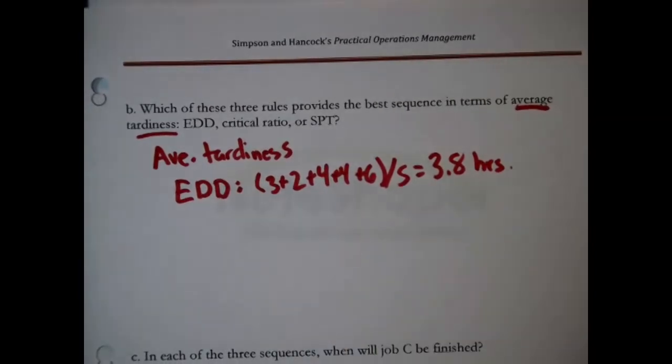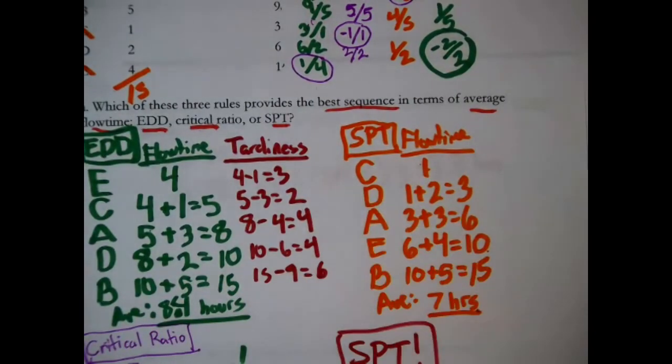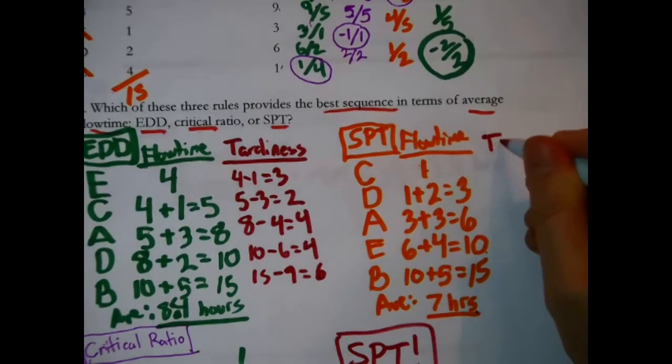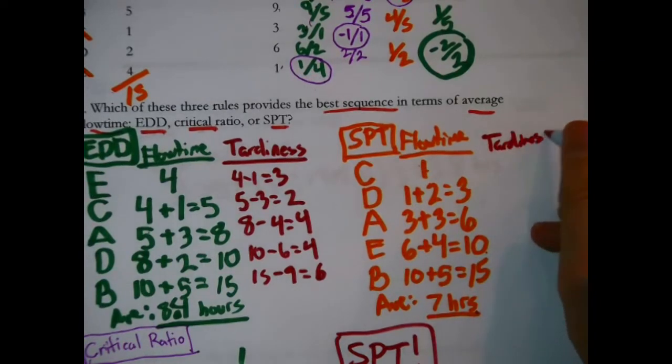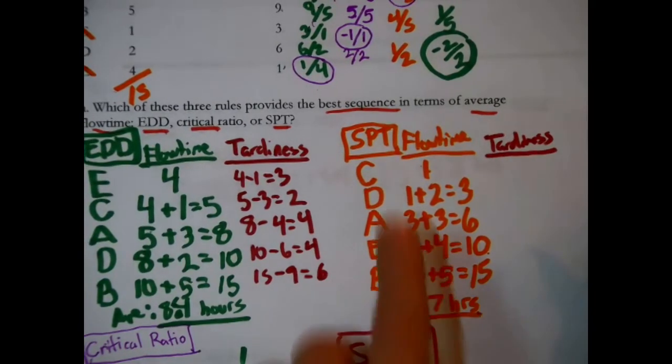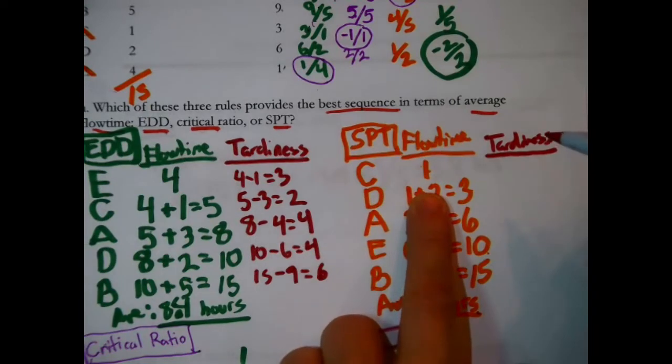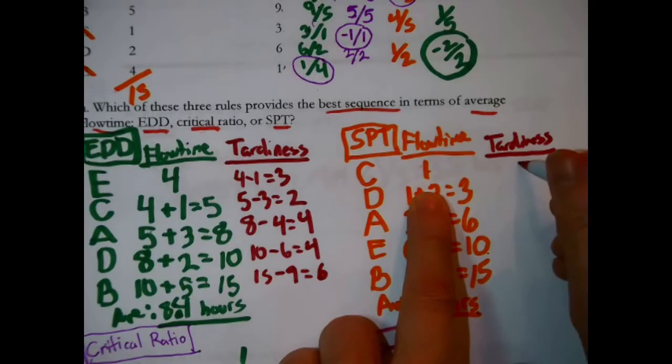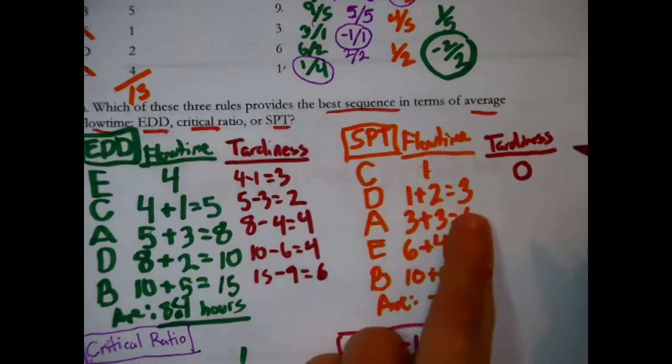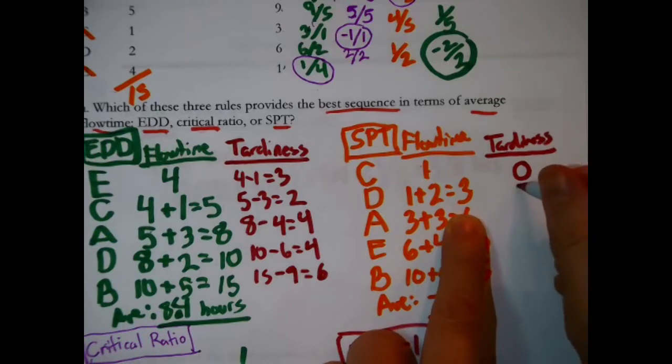What about shortest processing time? Well, again, there's some room over here. We might as well add it over here. Tardiness. Okay, C will be done in 1 hour. I'm checking the data, C was promised in 3 hours. C will be done early in this case, so the tardiness is 0. D will be finished in 3 hours. I'm checking the promised time. It was promised in 6. It'll be done early. The tardiness is 0.